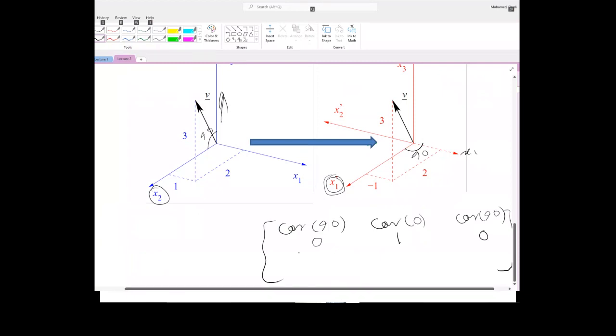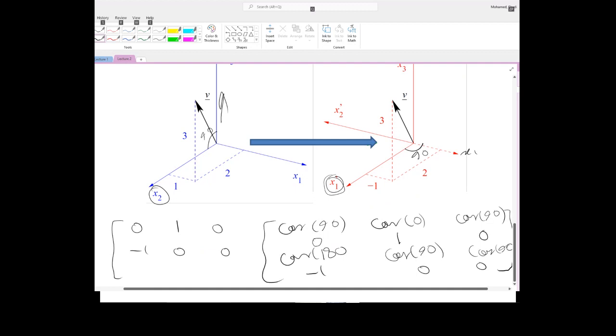So it will be cos 180, cos 90, and cos 90. So this is going to be -1, 0, and 0. And if you look into the matrix, it's going to look like this: 0, 1, 0, -1, 0, and 0.